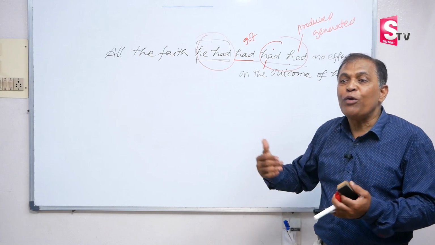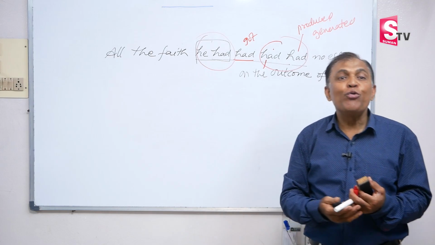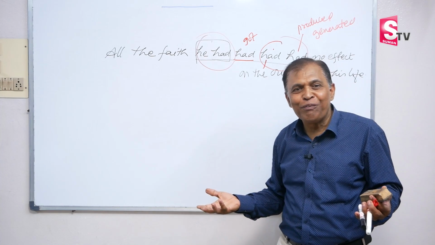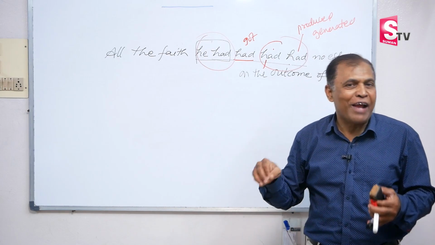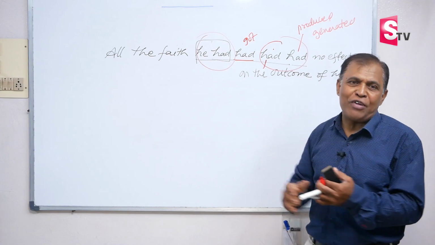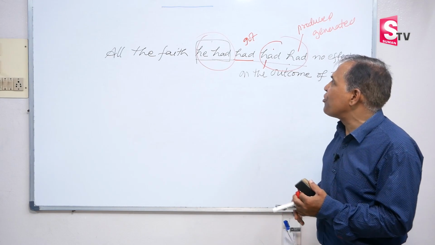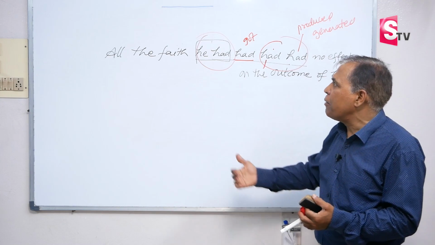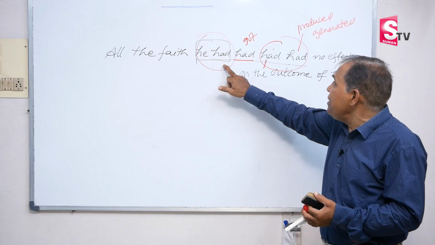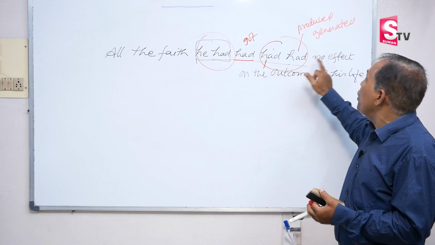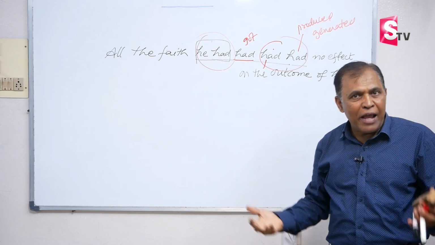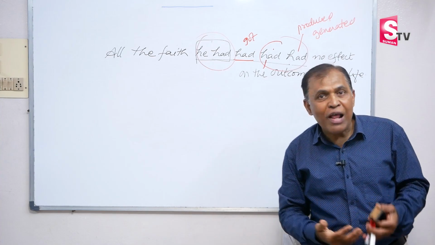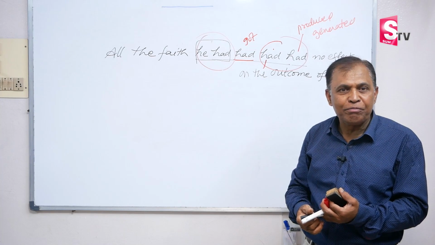We don't understand only that. But is it necessary to use such kind of a crazy sentence? Absolutely no. This is only for learning the importance of had that we need to understand. Is that okay? Hope it is clear. I will repeat this reading once again so that you understand merging. All the faith he had no effect on the outcome of his life. All the faith he had added no effect on the outcome of his life. That's how you have to read.